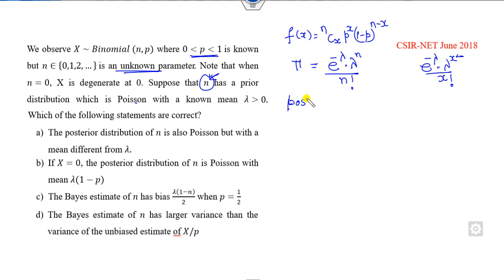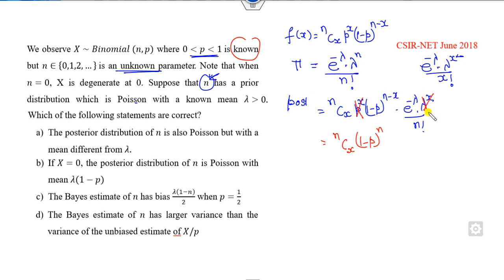What is the posterior? It is nCx p^x (1 minus p)^(n minus x) e raised to power minus lambda, lambda^n over n factorial. So you can see how many unknown parameters there are. p is known, so there is no need to write this expression, and x is known, fine. n is the unknown, so I can write the posterior as proportional to this. Now, is the posterior also a Poisson distribution?